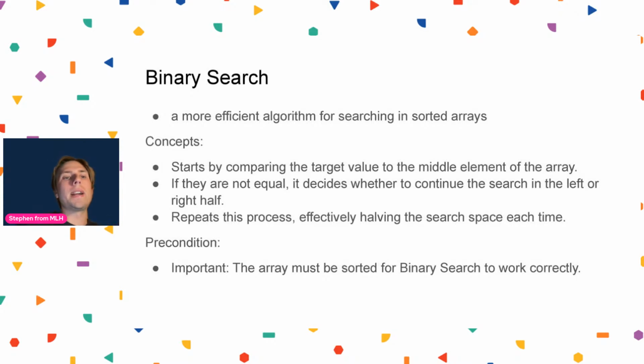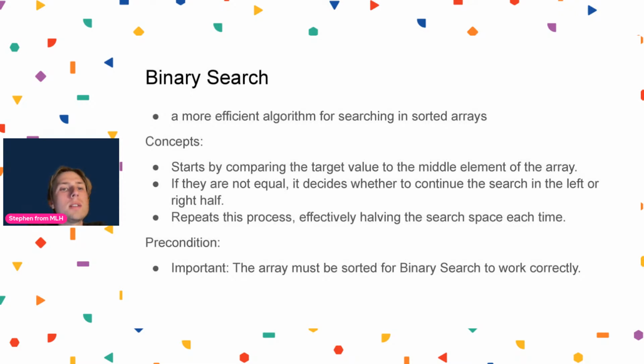Then there's also binary search, which is a bit more efficient for searching in sorted arrays. And here are some concepts for you to remember when you think about binary search. So it starts by comparing the target value to the middle element of the array. Now remember, this is assuming that the array is sorted, so the middle element of the array is actually the median value. And everything to the left of that median value is smaller. Everything to the right is larger.